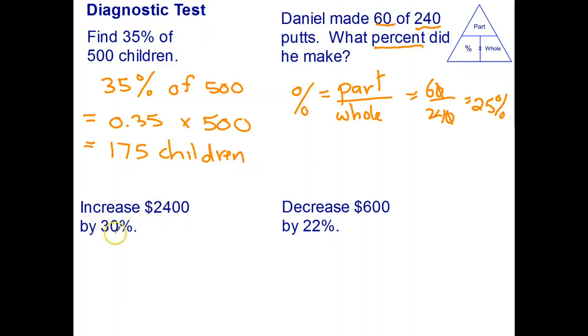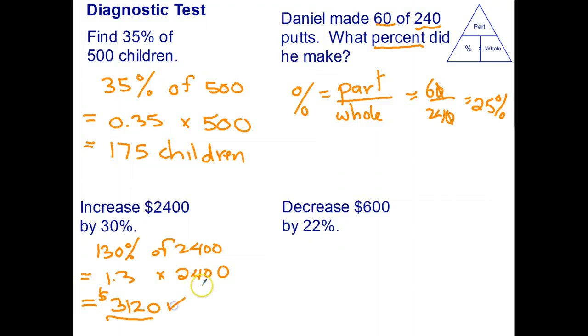Okay, increasing 2,400 by 30%. Well, the original amount's 100%, so I need to find 130% of 2,400. That one I'll do using a calculator. So I'll get 1.3 times 2,400. And I get $3,120. And that looks about right. 30% is roughly another $1,000. So I think that one's correct.